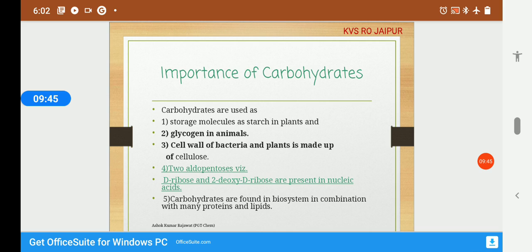Now, the importance of carbohydrates. What is the importance of carbohydrates in our daily life? First, carbohydrates are used as storage molecules, as starch in plants. Second, glycogen in animals. So, carbohydrates are stored in plants in the form of starch, whereas in animals, carbohydrates are stored as glycogen. The cell wall of bacteria and plants is made up of cellulose.